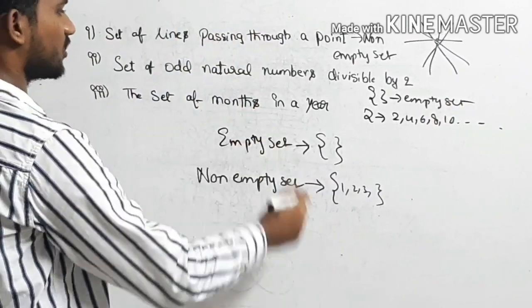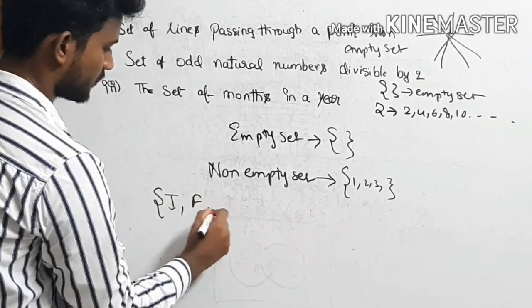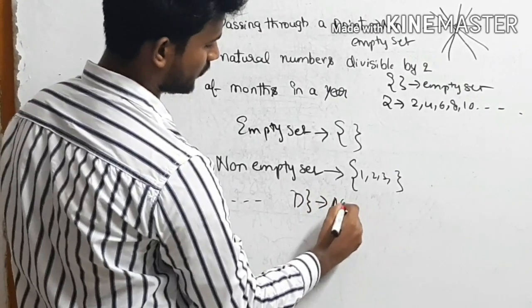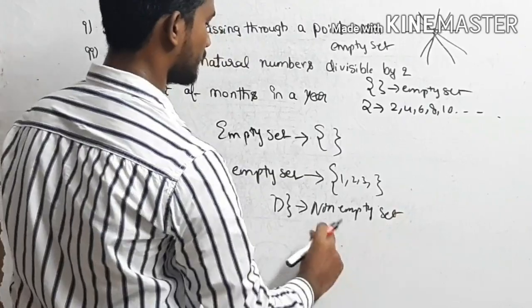Next question, the set of months in a year. Months are January, February, and so on, December. It is a non-empty set. The elements are present in it, so it is called a non-empty set.